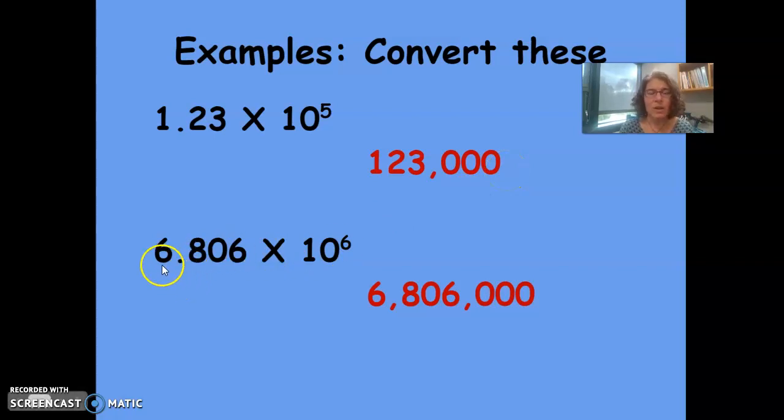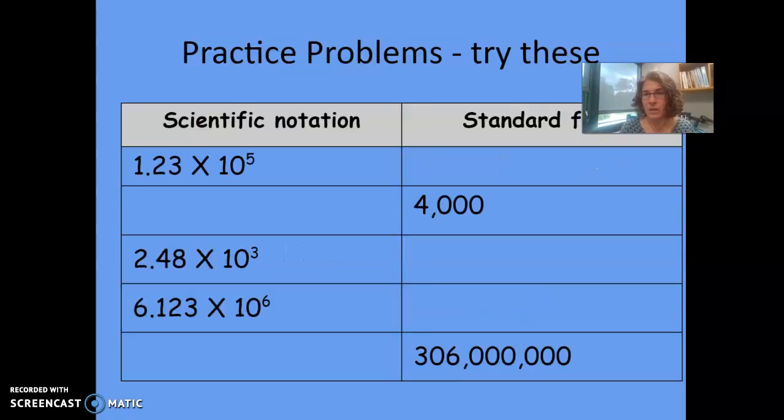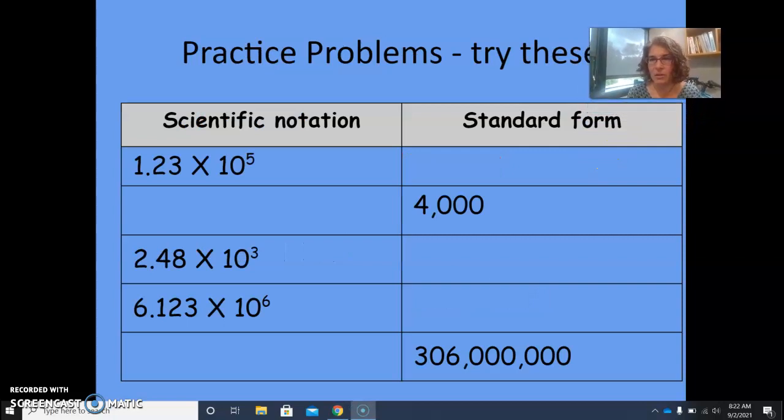In our next number, 6.806 times 10 to the 6th, we're going to move our decimal point 6 places to the right. We know it's going to be a number larger than 1 because our exponent is positive. That becomes 6,806,000, and the decimal point would be here. So I'm going to have you pause the video here, if you haven't already, and practice with these practice problems.